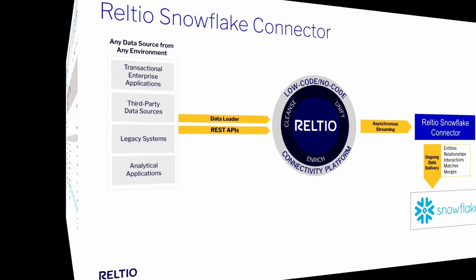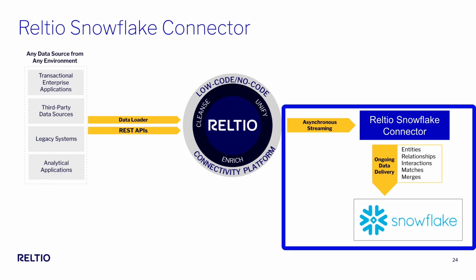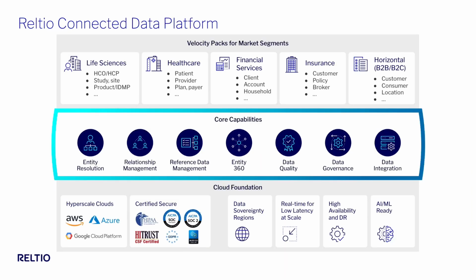With Reltio unifying your enterprise data and transmitting the most accurate and up-to-date version of the data to Snowflake in near real time, you can finally have faith that your reports will in fact be accurate. This kind of automated, near real-time synchronization of data between Reltio and Snowflake is part of the core capabilities of the Reltio Connected Data Platform. It ensures that any query you run in Snowflake will always be using the very latest version of the data from Reltio, thereby improving operational efficiency and reducing the risk of stale data driving poor business decisions in your analytics processes.